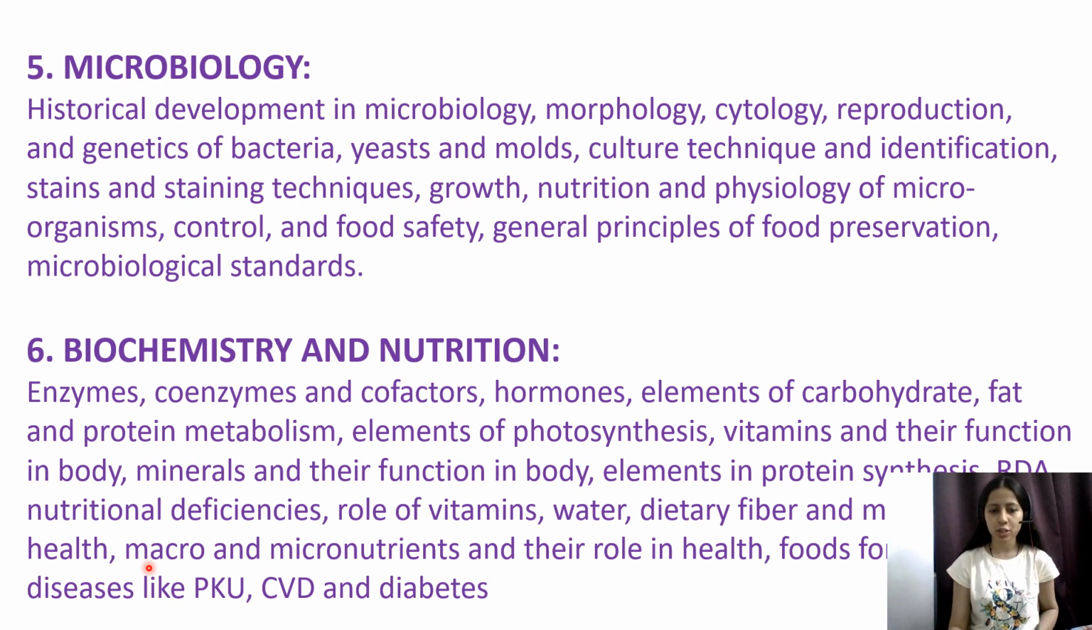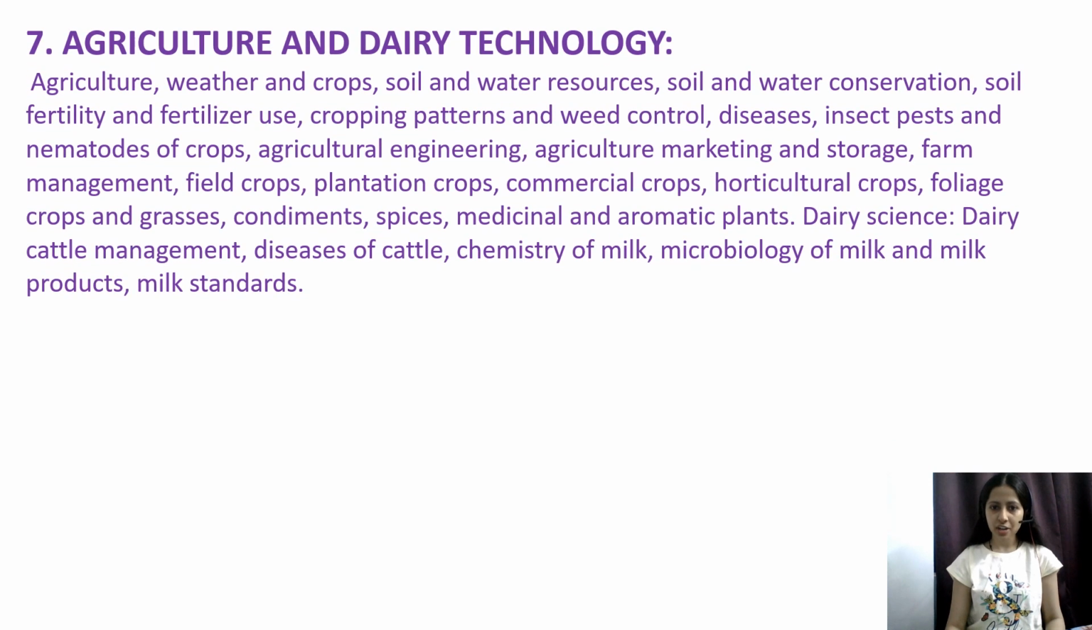Next, what is PKU? PKU stands for phenylketonuria disease. It is a rare inherited disorder. Next, CVD, that is cardiovascular diseases. Then diabetes, these are important. Next, that is agriculture and dairy technology.